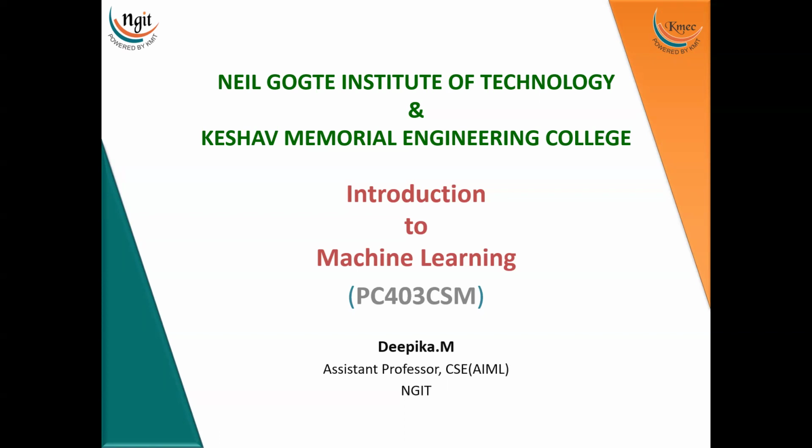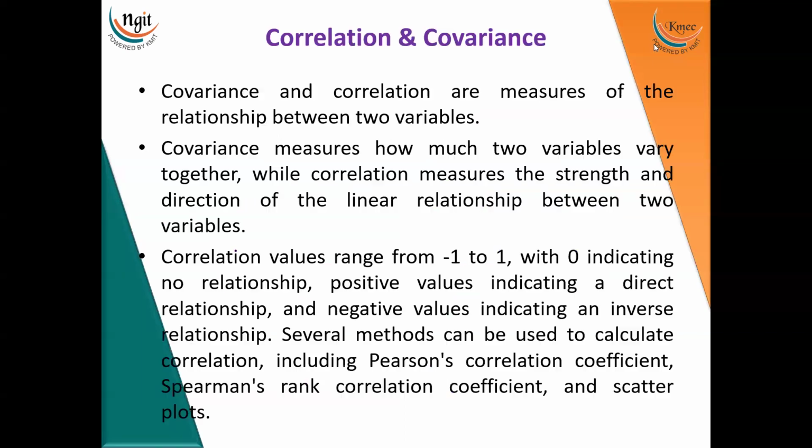Good morning, students. Today, in this session, I am going to discuss correlation and covariance. So, what are correlation and covariance? Both are measures of the relationship between two variables. What are those two variables in a given data set? There will be two variables in a given data set: one is the independent variable, and one is the dependent variable. We are going to find out the relationship between these two variables using correlation and covariance.